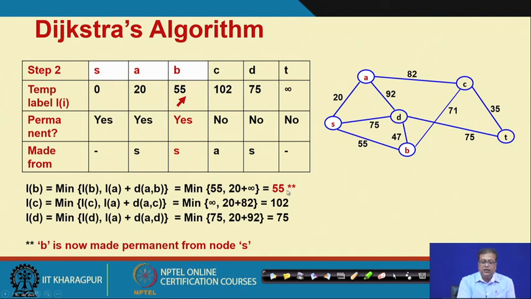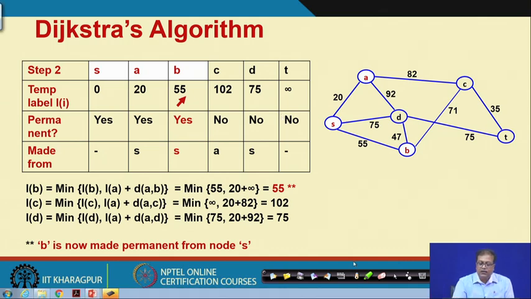After computing A, that is 20, we found out the other values. The value of B was already there, because there was no path to B, so it remains 55. Then we computed C, which was 102, and when we computed D, we did not change it, because out of 75 and 112, 75 remains. So, at this stage we have calculated 102 and 75, we have not calculated these 55, and A to B there was no path also.